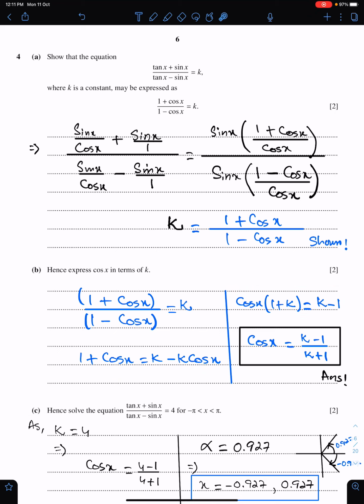Now we have to make the cos x subject. For that, we need to divide this on right hand side. This is what we had to find. We had to make the cos x subject.